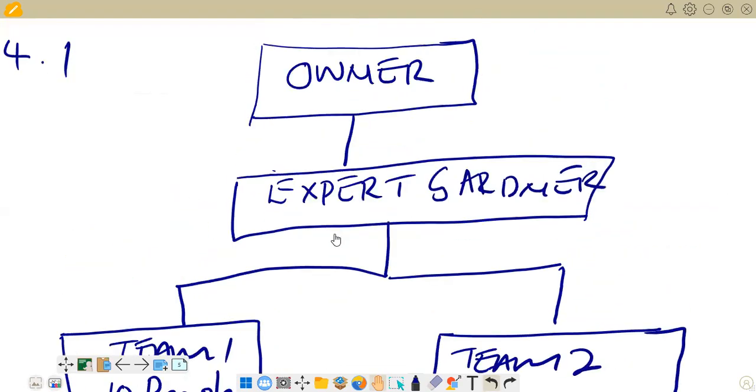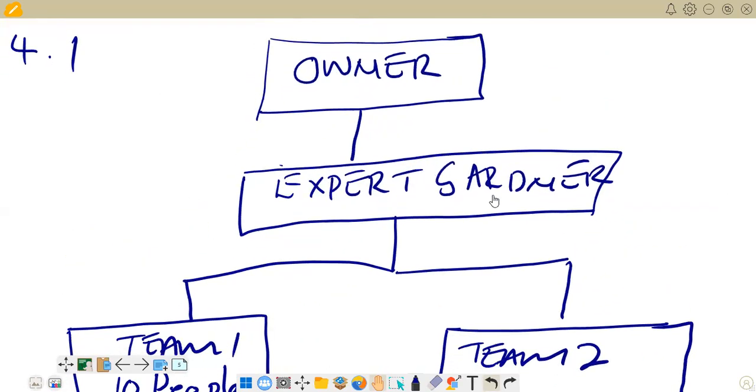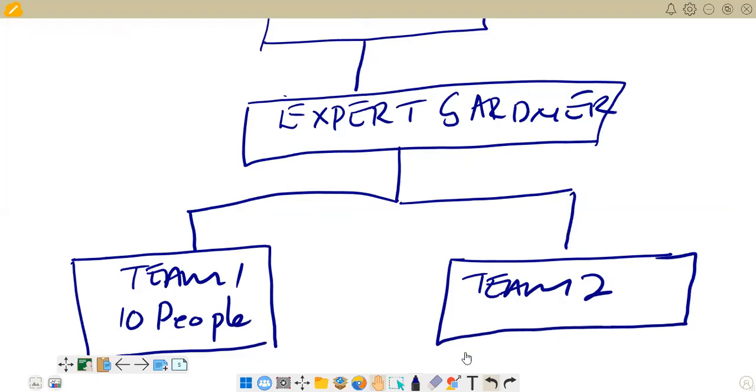So this is our organogram. We have the owner, then we've got expert gardener. Then from there, we've got two branches. That is team one and team two, each with what? With 10 people. So here on team two also, we have to indicate that there are 10 people. So this marks the end of our organogram. Then we can go on to the next question to check what we have there.